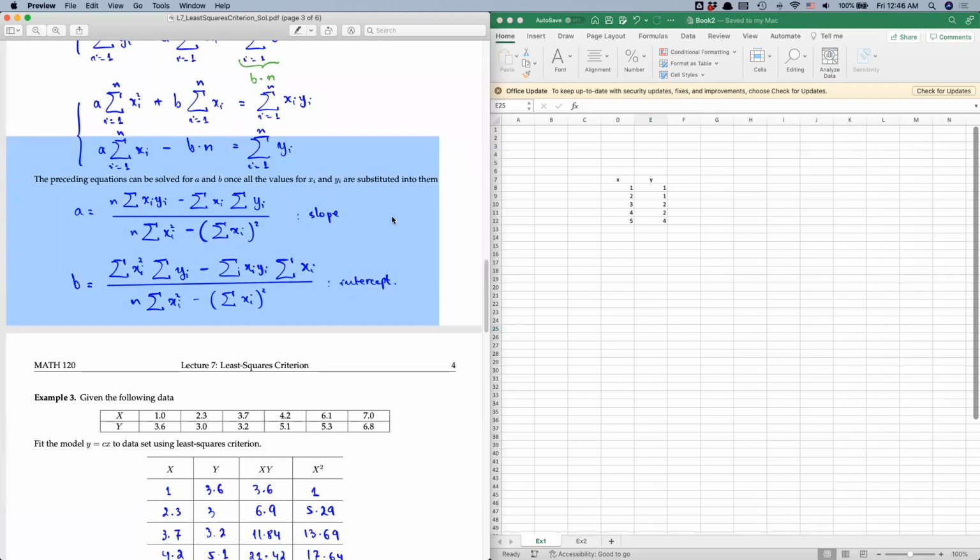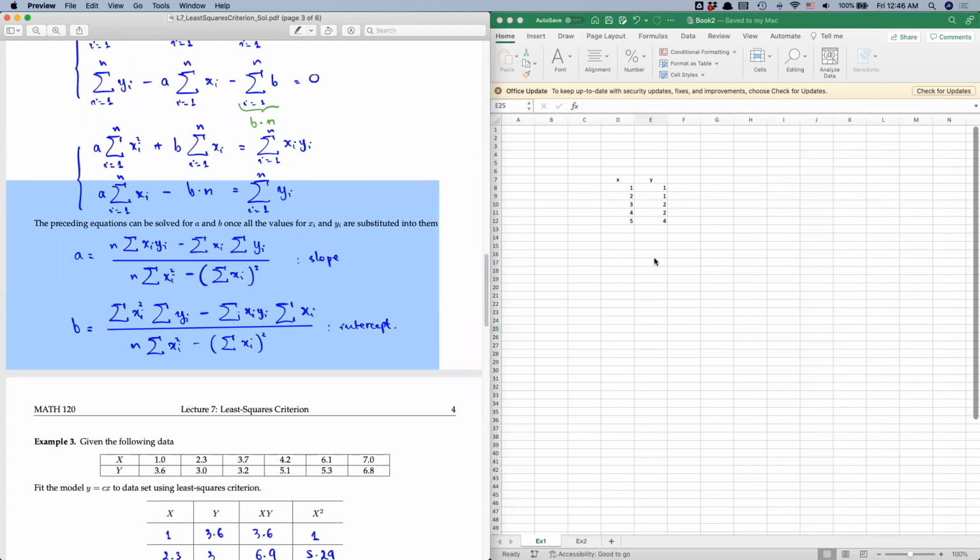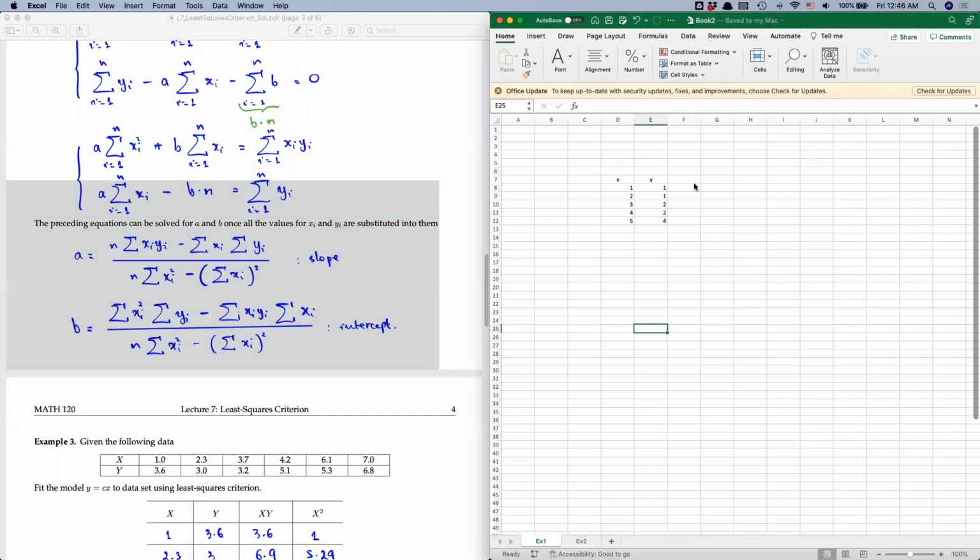So this is lecture 7, and these are the two formulas that we're going to use to calculate the slope and the y-intercept of the regression line. All right, so what we need is the product x times y. So this is going to be equal to x times y. I'm going to drag the formula down. Let me center this xy.